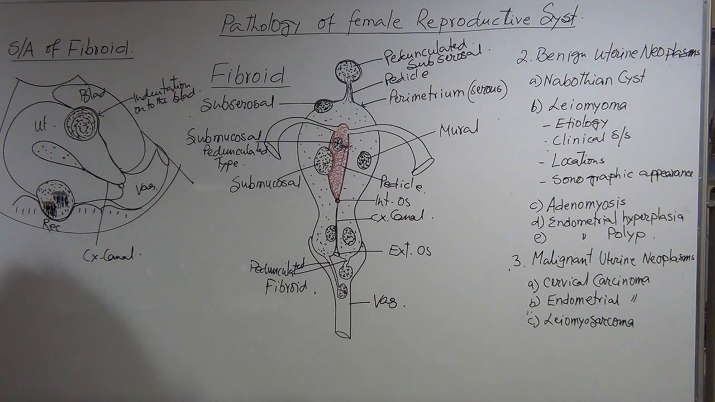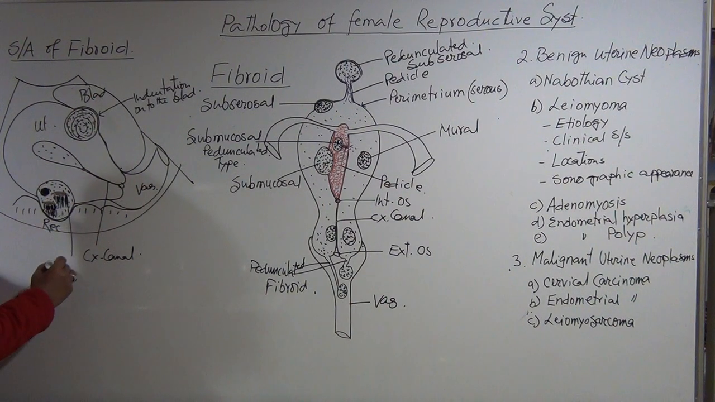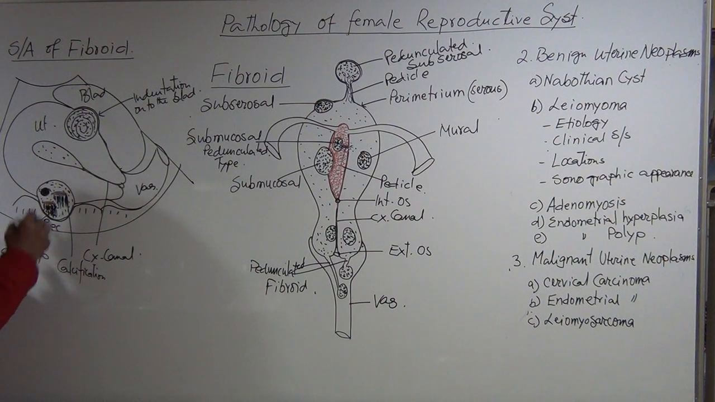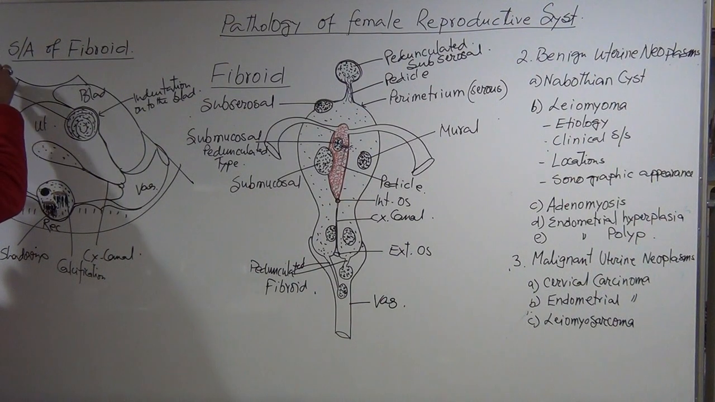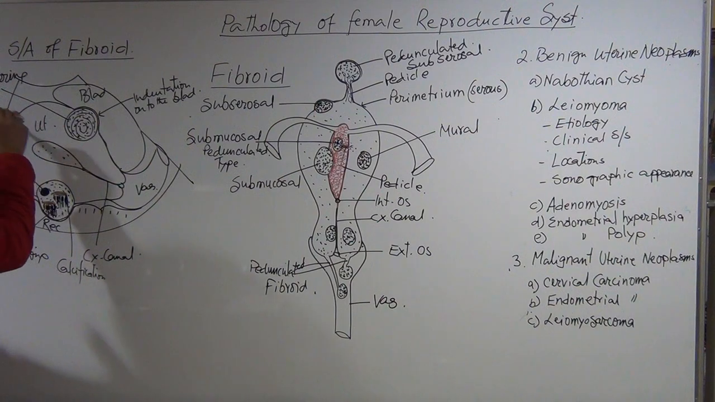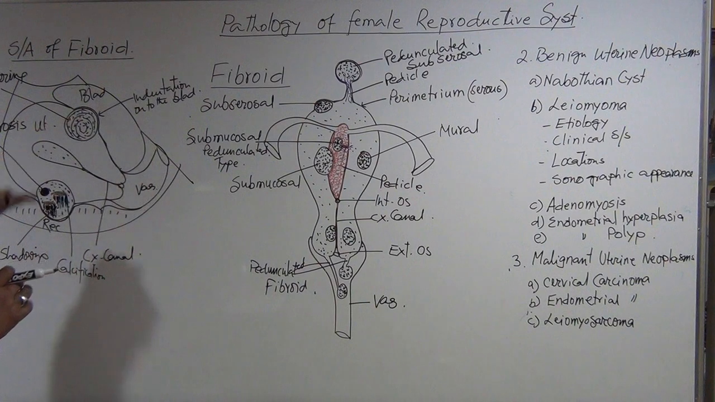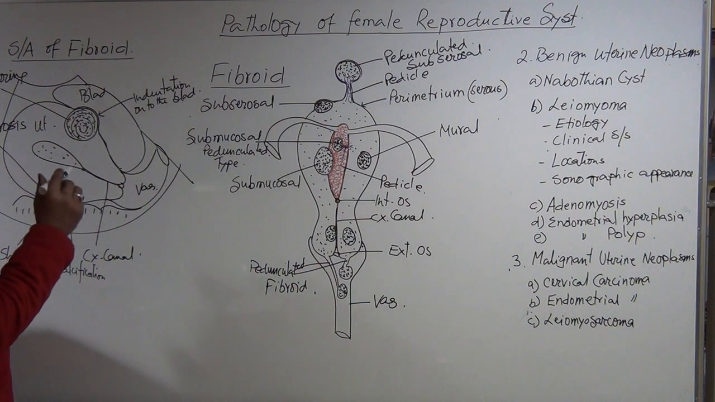If there is a necrosis, that necrosis you will see anechoic inside. Okay, so this is calcification, this is shadowing, this is layering, layering effect, and this is necrosis. Okay, so that is the sonographic appearance I am giving, anterior and posterior.